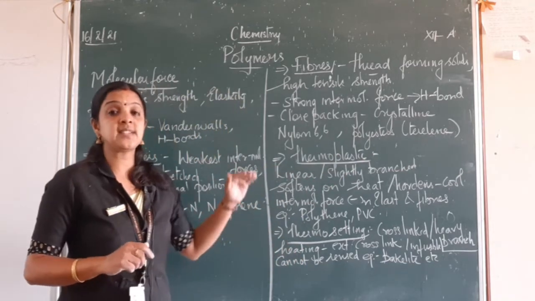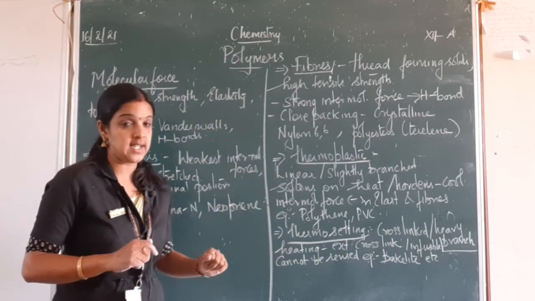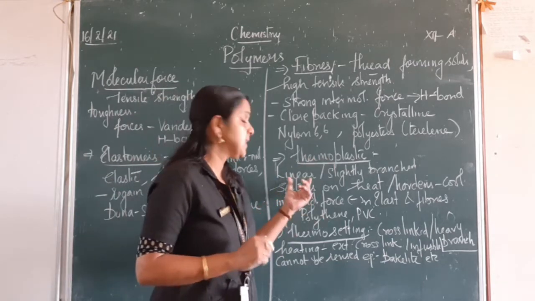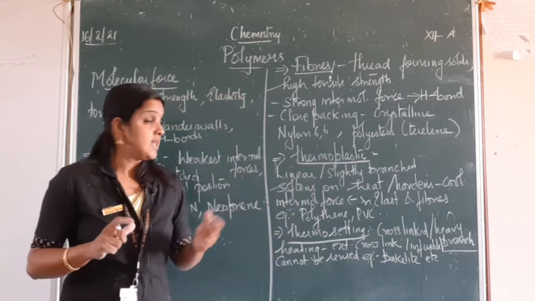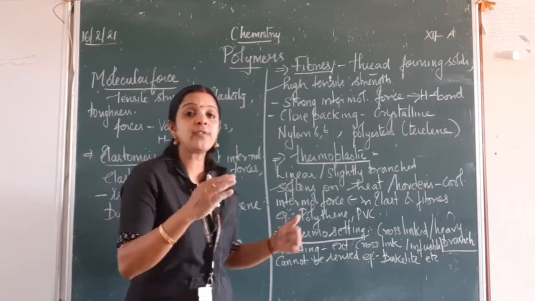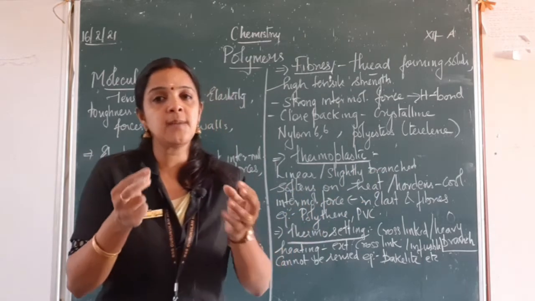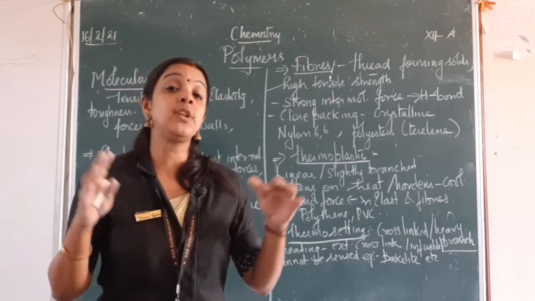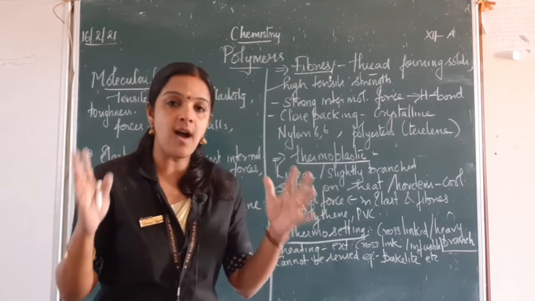The next one is thermoplastic and thermosetting. Thermoplastic: thermo means heat. So these are linear, slightly branched polymers which soften on heating. When you heat it, it becomes a little soft, and when you cool it, it becomes very hard.